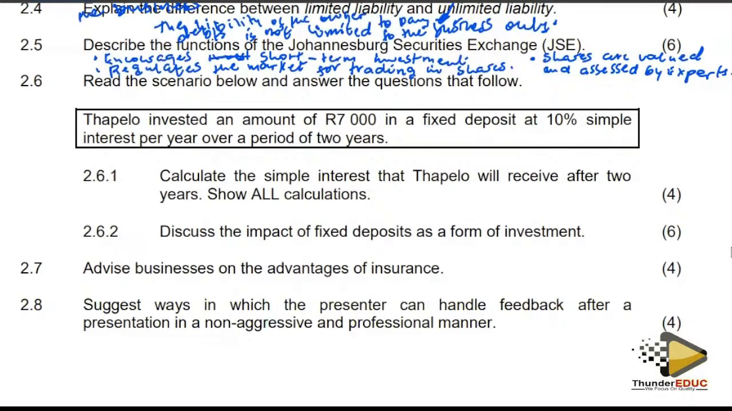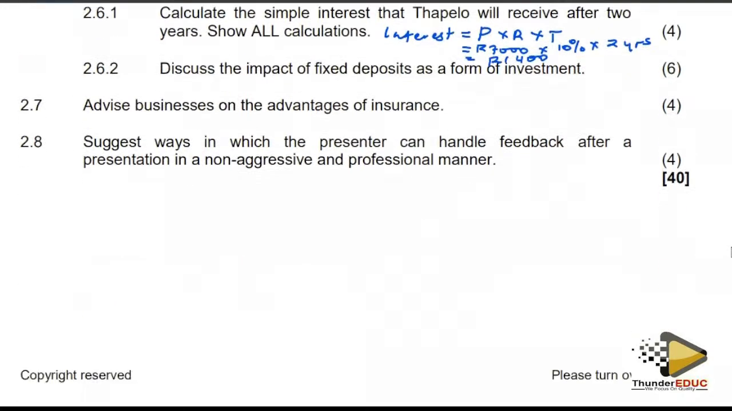So now, grade 12, if we check in this regard, we have interest is equivalent to principal amount times the rate that is given, and then times the time period. So now here we have 7,000, times the rate given, which is 10%, times the total number of years, which is 3 years. So now the total amount that you are going to get is 1,400. So our answer is going to be 1,400 rand.